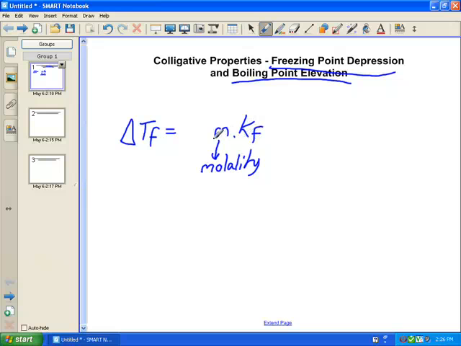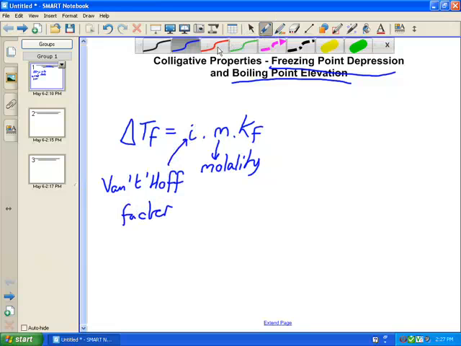And there is only one other thing we have to take into account here, and that is a little species known as i, which is called the van't Hoff factor. It's an odd sounding thing, but all it deals with is the number of species that your solute breaks into when it dissolves. This is an important thing, because it does affect this temperature reduction or elevation.